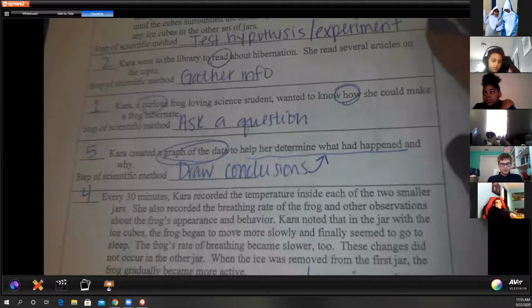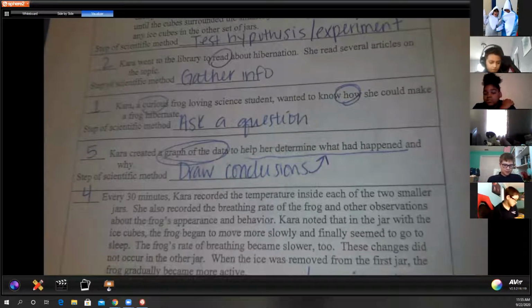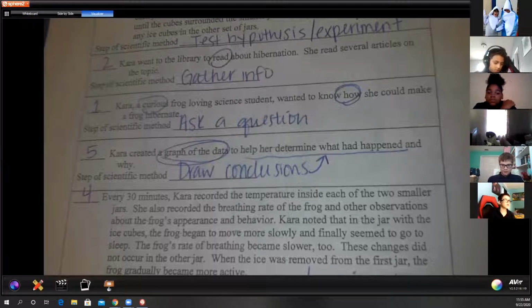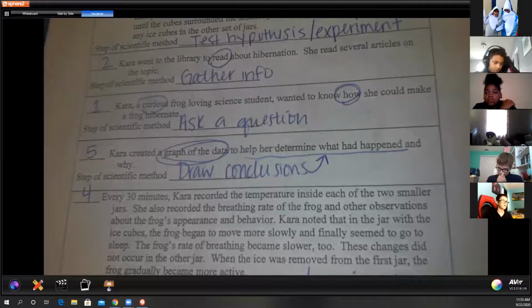The next one, every 30 minutes, Kara recorded the temperature inside each of the 2 smaller jars. She also recorded the breathing rate of the frog and other observations about the frog's appearance and behavior. Kara noted that in the jar with the ice cubes, the frog began to move more slowly and finally seemed to go to sleep. The frog's rate of breathing became slower too. These changes did not occur in the other jar.